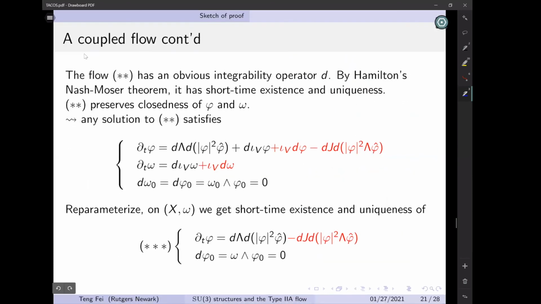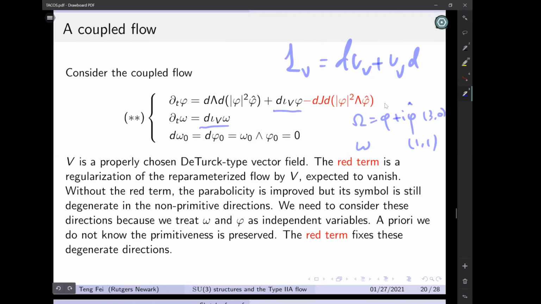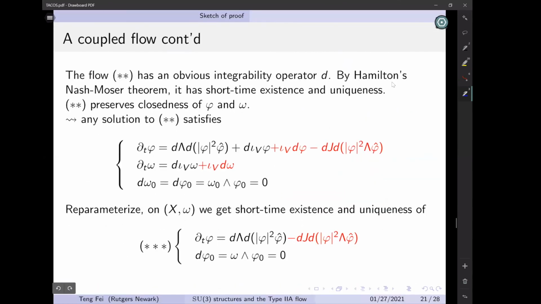Okay, so this flow, this double star flow we're considering, again, has the integrability operator D, and by Hamilton's Nash-Moser theorem, it has short time existence and uniqueness. So we also see that this preserves closedness of phi and omega. So we can add the missing part of the Lie derivative back. So these two terms are the Lie derivative. This one is the Lie derivative of omega. And then we can reparameterize. So what we show is we get short time existence and uniqueness of this flow with this extra red term.